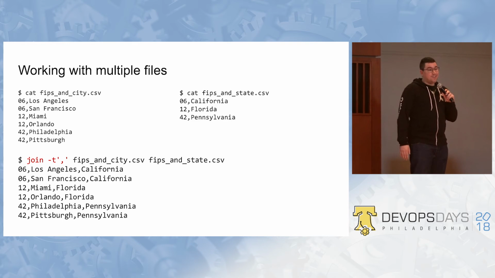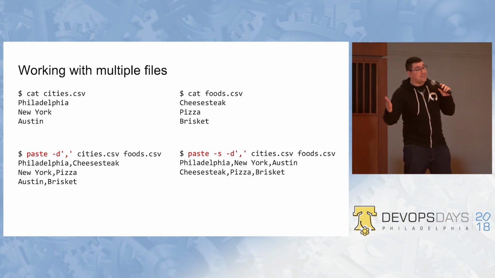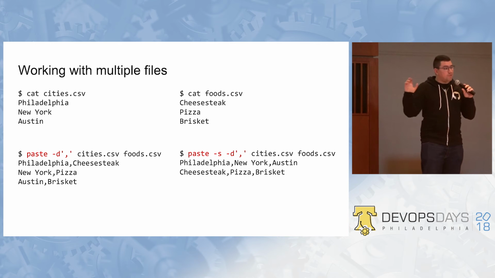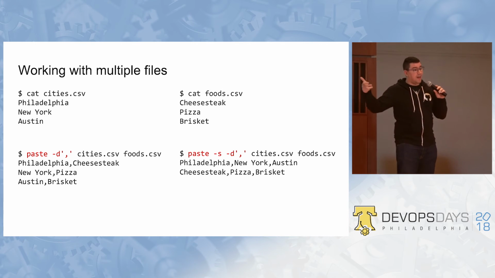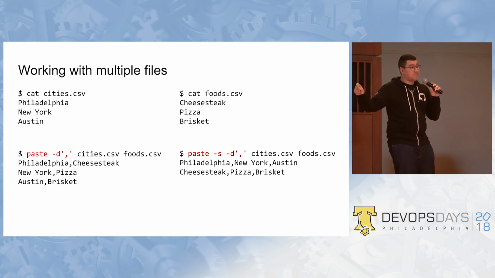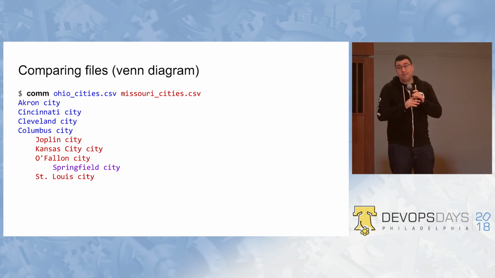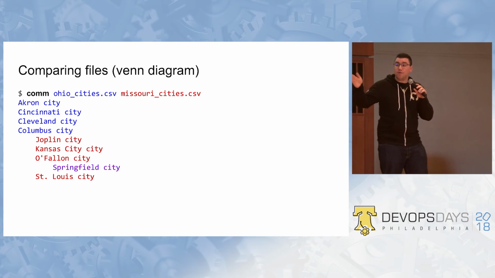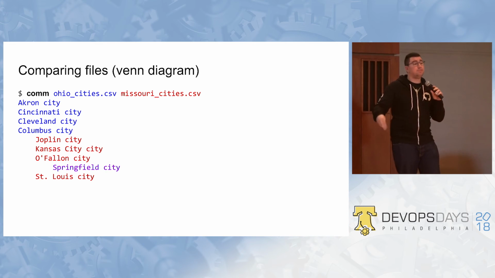There are other ways that you're going to work with multiple files. So if I don't have a key column to join on, I can use paste. Paste will basically zip 2 files together. It's kind of a unique use case. You can use the -s flag to transpose the rows and columns, so you can sort of zip it horizontally together. Comparing multiple files, comm produces 3 columns of output. First column is lines that are only in the first file. Second column are lines that are only in the second file. Third column are lines that are in both files.